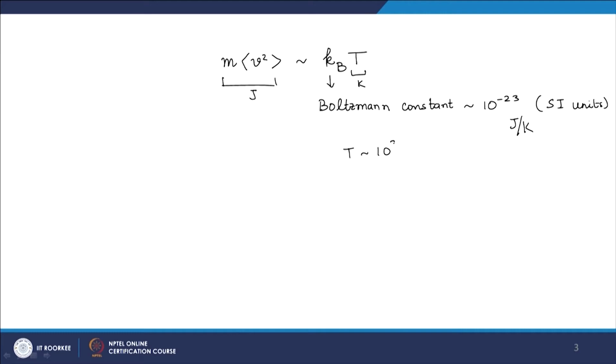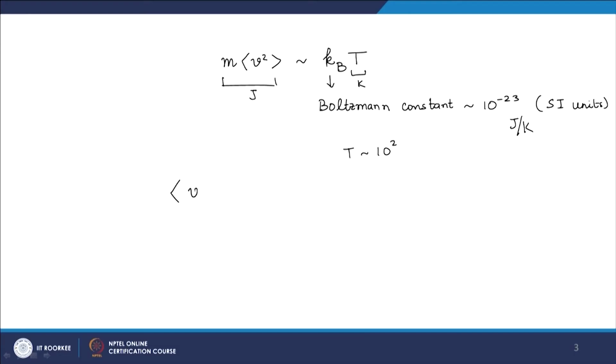typically is of the order of 100, like 300 Kelvin is room temperature. We typically do not go very high in the case of a liquid, but we can go say 500 Kelvin, 600 Kelvin, and so on. All of them we can say are of an order of magnitude of 100.